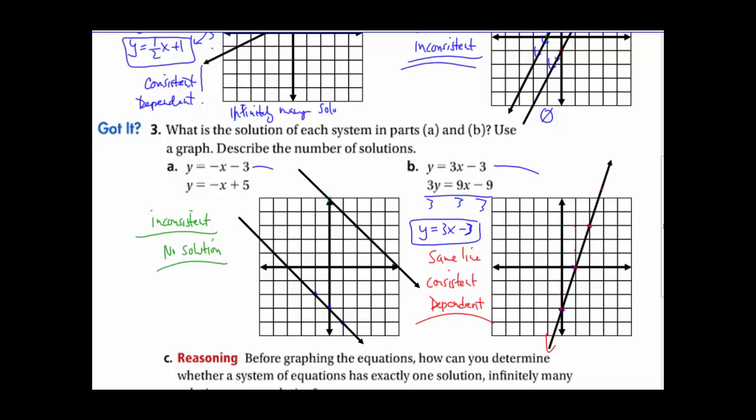We have no intersection. B, you have to solve the bottom equation by dividing by 3 all three times, and you get y equals 3x minus 3, which is the same equation as the top. Therefore we have multiple intersections. We have infinitely many solutions, and therefore it is consistent and dependent.